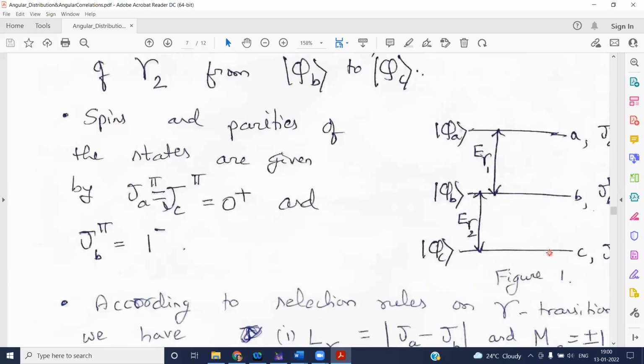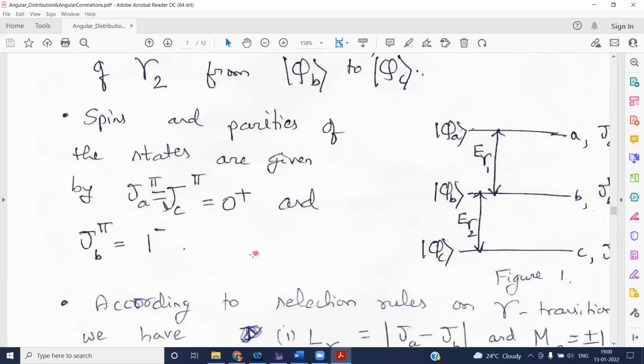What is MA first? What is JA? Again, tell me what is JA. It is 0. What is MA? It is 0. So 0, and MB, I have 1. JB is 1. What are the allowed values of M? MB can take values. What are the allowed values of MB for state level B? For a nucleus, what is MB?